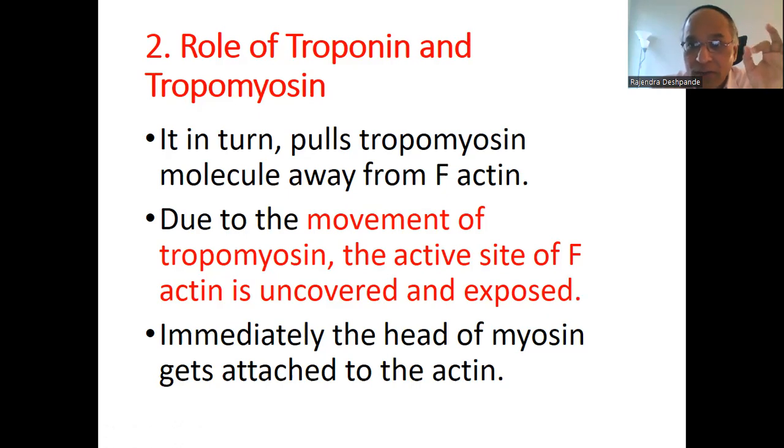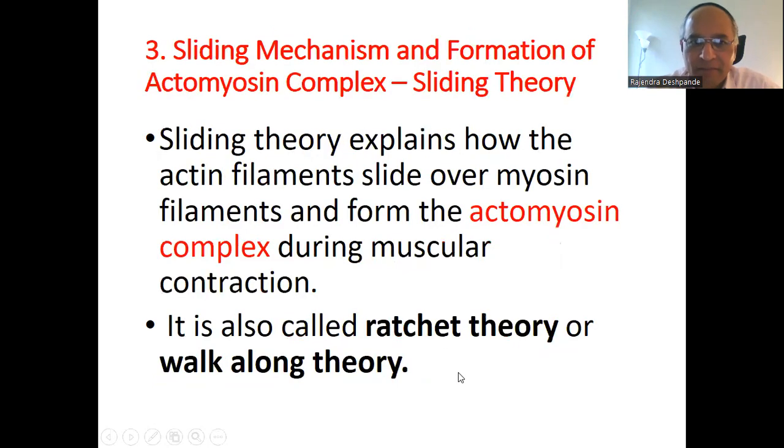What is important? In the actin molecule, configuration is changed. Why is it changed? Because the head of the myosin should come in contact with actin. Are you getting why there is a change in configuration of actin? The head of the myosin should come near to the actin. Immediately, the head of myosin gets attached to the actin.